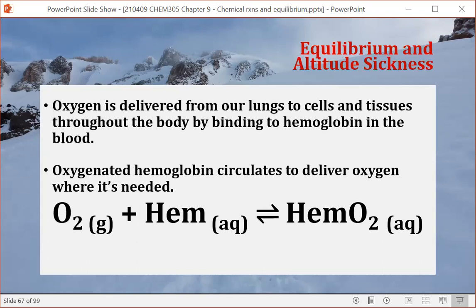So a really simple chemical reaction to show this would be that we have O2 that we breathe in, and it's exchanged in our lungs with our blood circulating through our lungs. It binds to hemoglobin to make oxygenated hemoglobin, HemO2. And this is an equilibrium process. It can go back and forth.